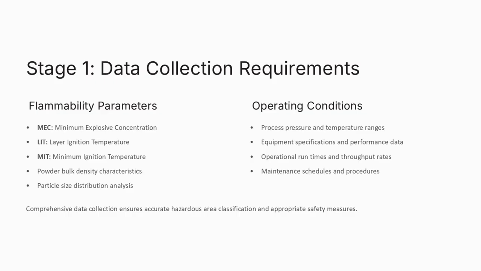So the data: MEC, LIT, MIT, etc., powder bulk density. Does it fall? Does it float up? Particle size distribution, is it below 500 micron? Do you know the pressure and operating temperatures, the run times, throughput rates, etc. of your equipment?